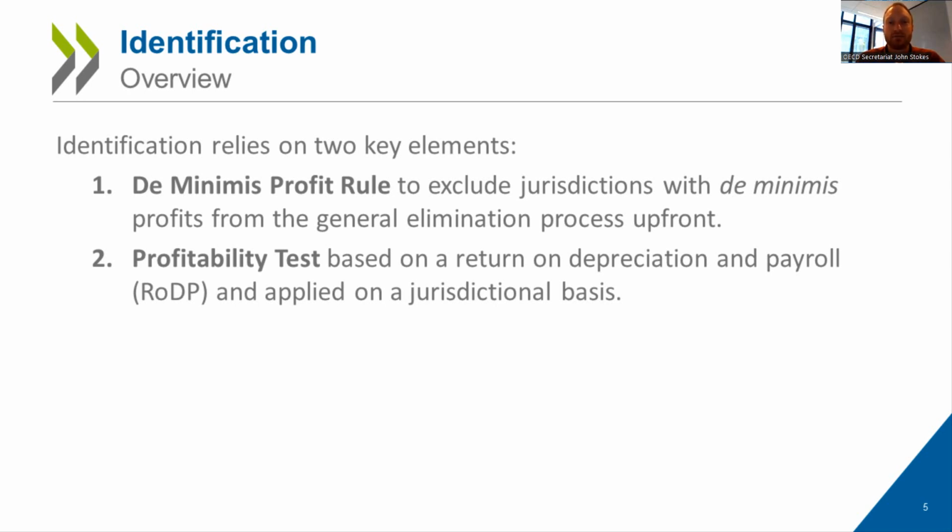The second step looks at the profitability of jurisdictions. Those jurisdictions with higher levels of profitability will be required to eliminate double taxation first, and we will see how that process works in a moment. But the important thing to note is that the calculation of profitability within a jurisdiction is calculated by the return on depreciation and payroll on a jurisdictional basis. So the key calculation here is the return on depreciation and payroll, and that applies on a relative basis. So the return on depreciation and payroll in a jurisdiction is compared with the group's worldwide return on depreciation and payroll figure. So those are the two key elements when we think about identification.